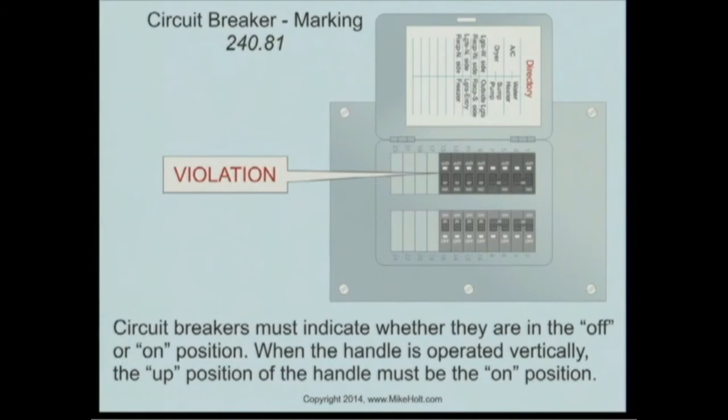240.81, circuit breaker indicating. Kind of like circuit breakers must indicate whether they're in the on and off position. Well, we have nothing to do with that. You buy them, and it says on, off. When the handle is operated vertically, however, now we have control. The up position handle must be in the on position. Well, this bottom row is fine, but since these are operated vertically, that would be the code violation.